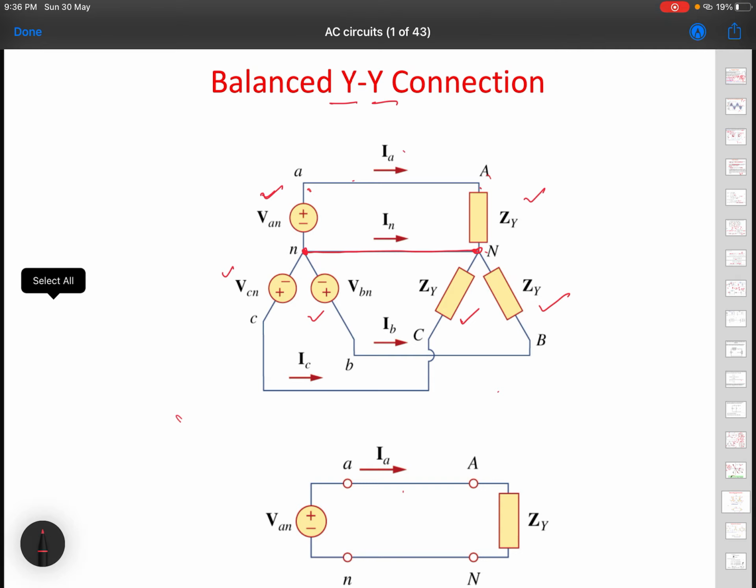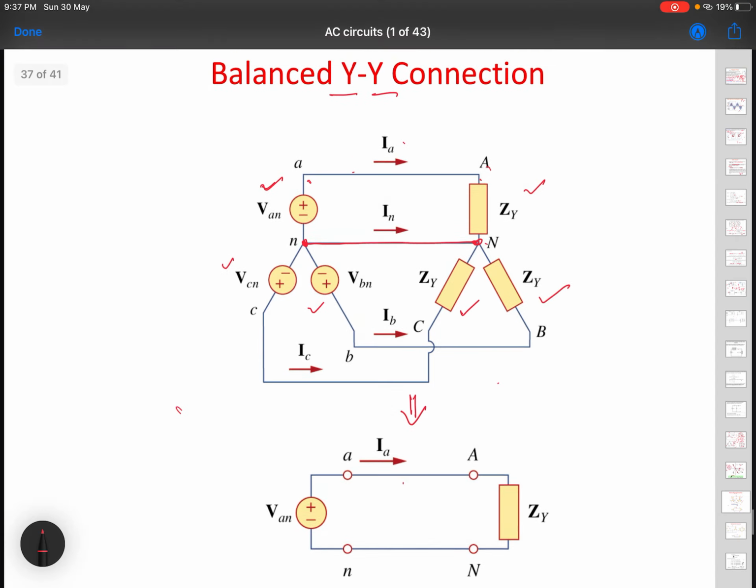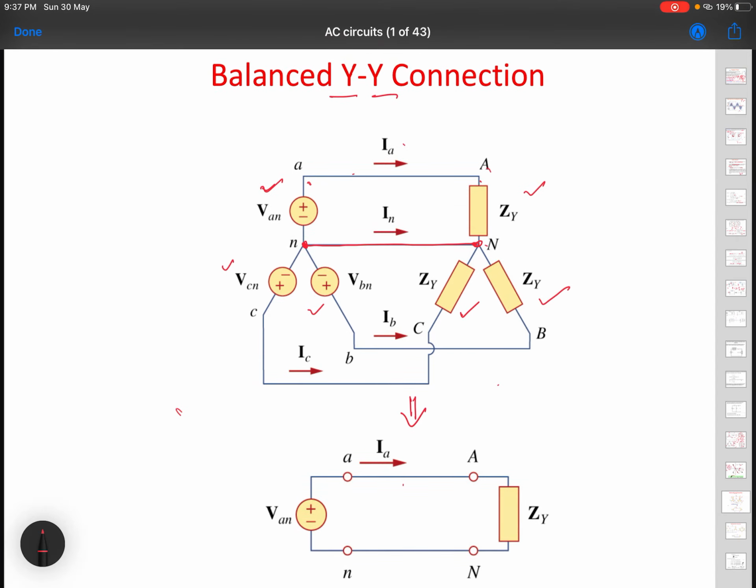IA, IB and IC are the 3 currents which you can see, and if this system is balanced, I can represent the 3-phase system by an equivalent single phase system where you have one voltage.